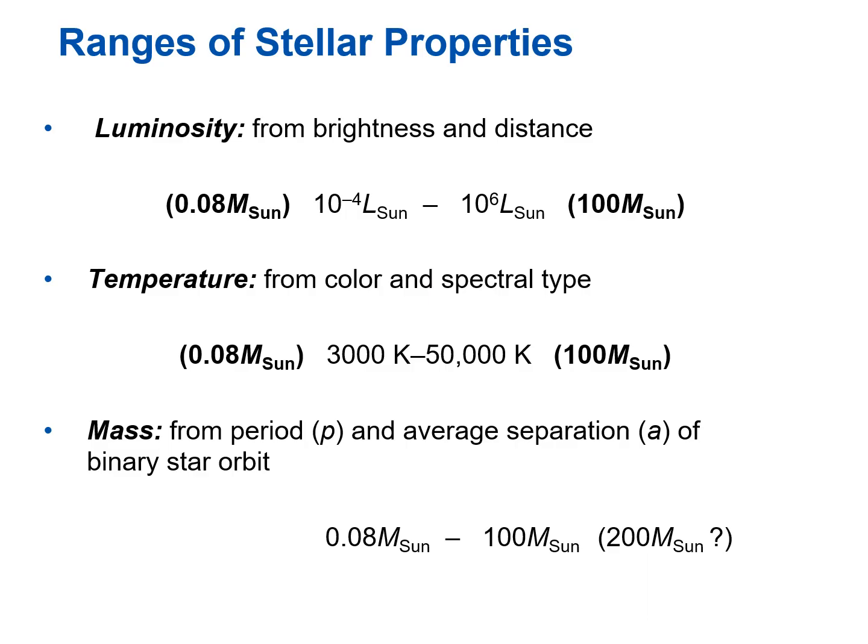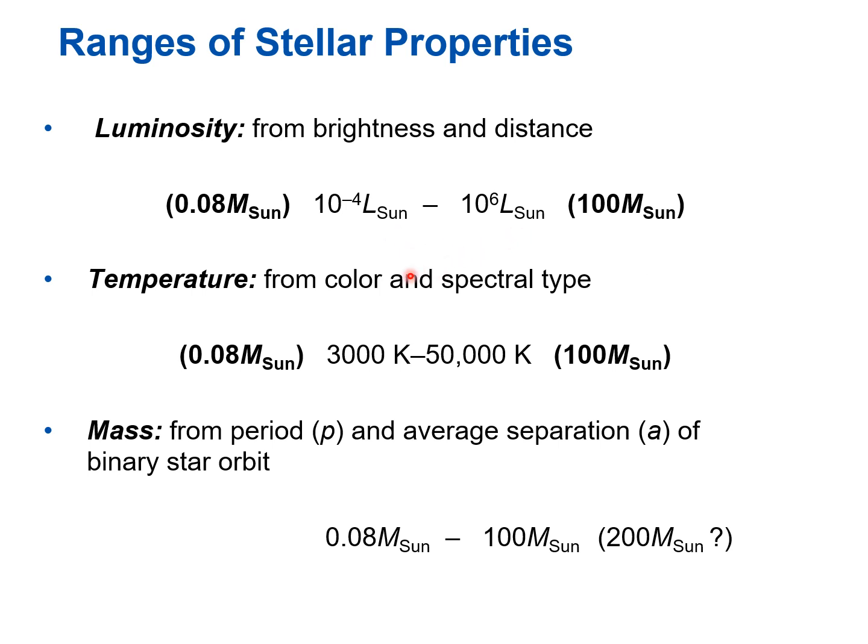Let's put all this together and think of the ranges of stellar properties. The ranges of luminosities, and we learn this from the brightness of a star, how bright it looks in our sky, and its distance, and we can discern the luminosities. And the range is, let's look at the non-bold print letters here, from between 10 to the -4 solar luminosities and 10 to the 6th solar luminosities. So between 1/10,000th the brightness of the sun and about 1,000,000 times the brightness of the sun.